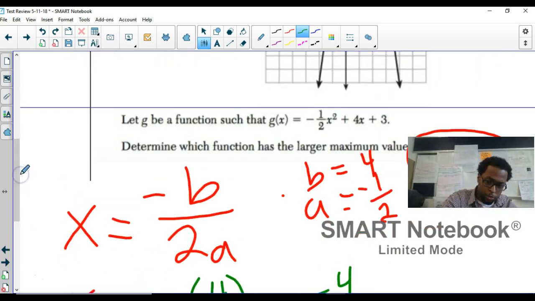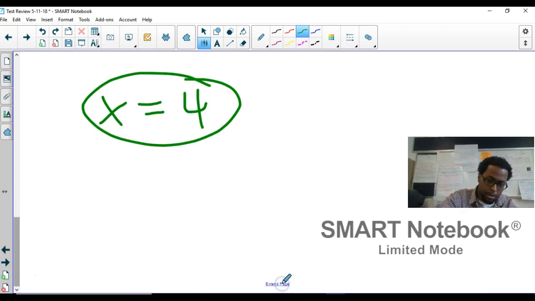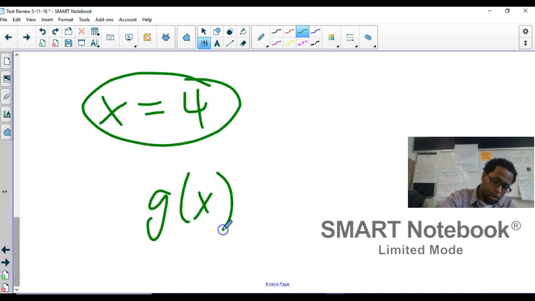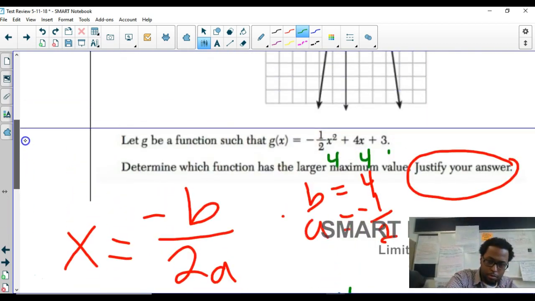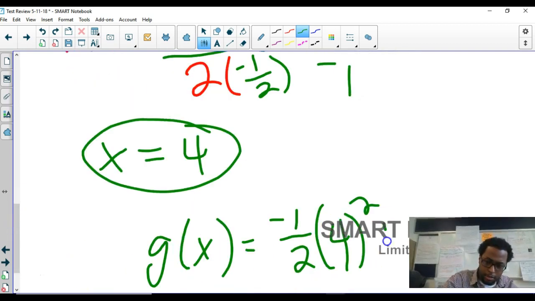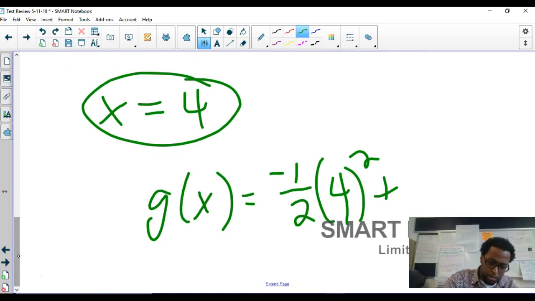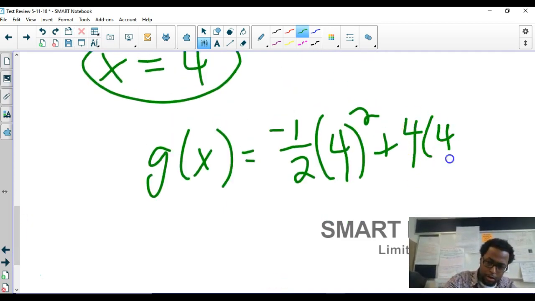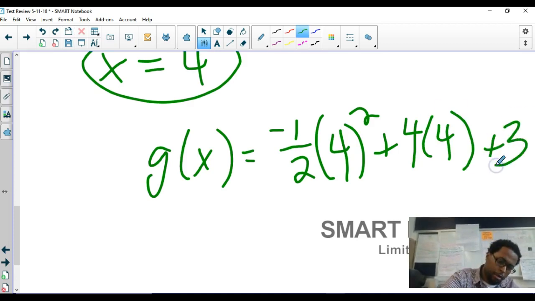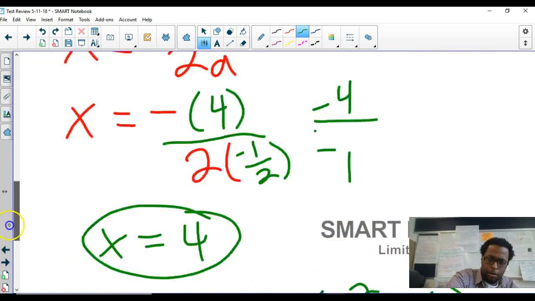I'm going to take my value of x, which is 4, and plug it in anywhere I see x. So I'm going to write this equation. So it's going to be g of x equals negative 1 half. Instead of x, I'm going to put 4 squared. Plus 4 times 4, and I believe it's plus 3. Okay. Confirm that, okay.